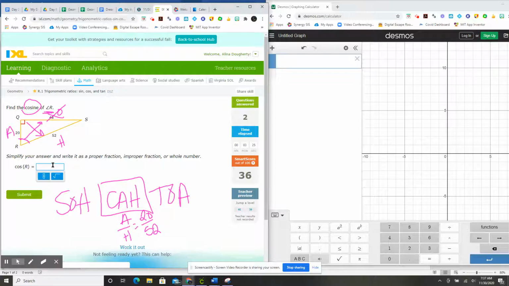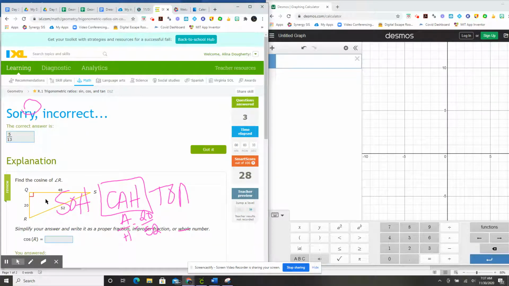This is a good time to pause the video. Do one or two by yourself to make sure that you know how to do it. And then if you, oh no, what did I do wrong? 20 over 52. If I divide by 2, that will give me 10 over 26. I can divide by 2 again and get 5 over 13. Or I can go straight from 20 over 52, divide by 4, and then I get 5 over 13.